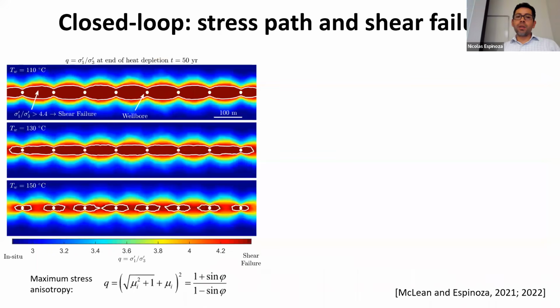And this is actually what we also see in the simulations, that there are going to be regions in between the wellbores that go past the shear failure limit, in this case expressed with this equation, which is the maximum stress anisotropy. If you have any fractures in between these wellbores, and they are what are called ideally oriented to reactivate, in this case in normal faulting, they would reactivate.